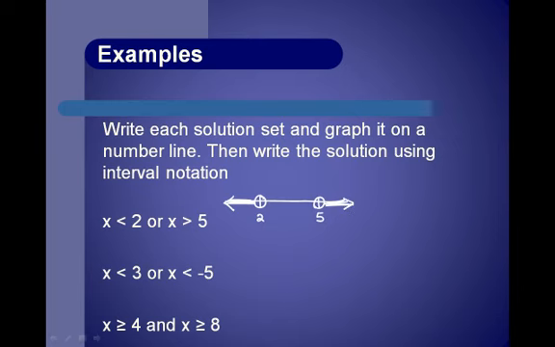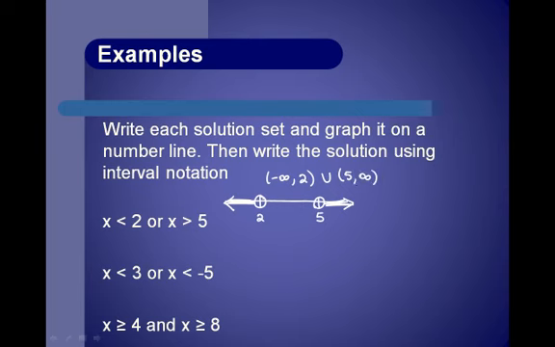So for interval notation, because there are two parts of the graph, because it's an or, our interval notation is going to have two parts. So the first part starts at negative infinity and ends at 2. Or the second part starts at 5 and ends at infinity.